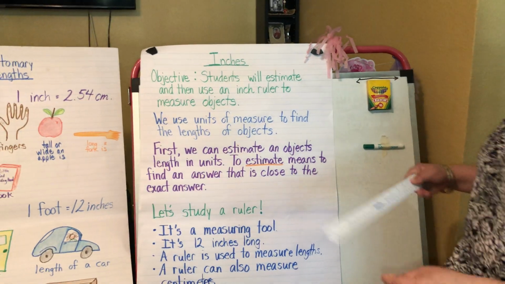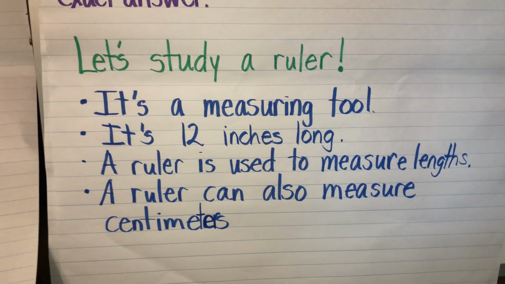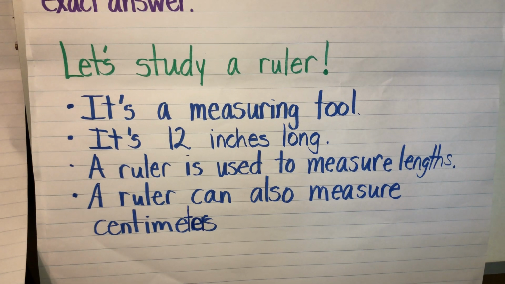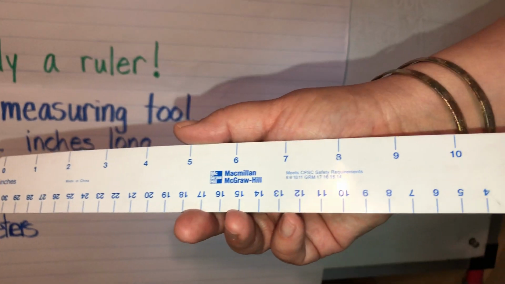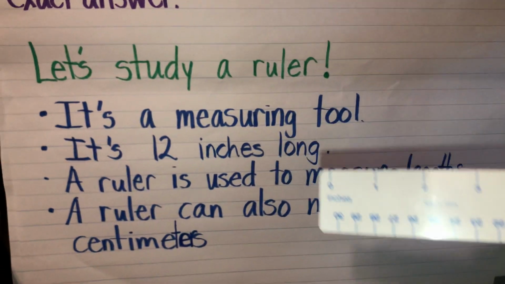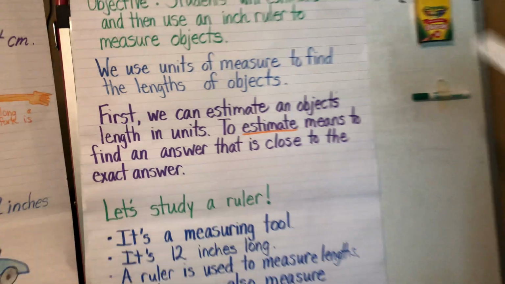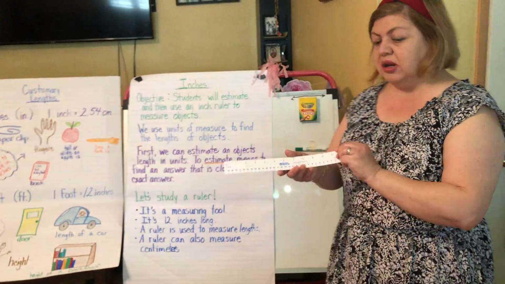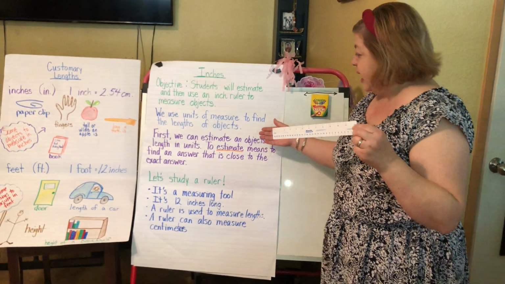We just did, but let me restate some of those facts. It's a measuring tool. So it's used to measure objects if you want to know how long or how wide they are. It's 12 inches long. I proved that to you when I showed you this one, as well as the wood ruler. A ruler is used to measure lengths, and a ruler can also measure centimeters. So we're not going to worry too much about centimeters because that's not the focus of our lesson. Our lesson is learning to use the ruler to measure inches and estimating.